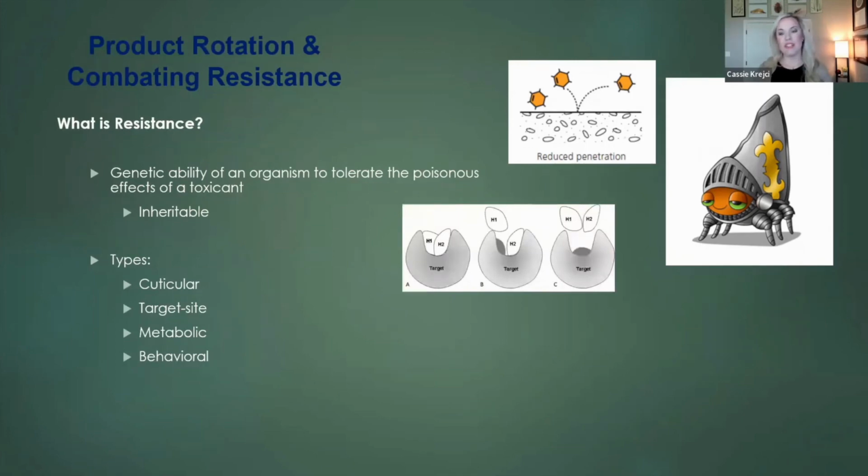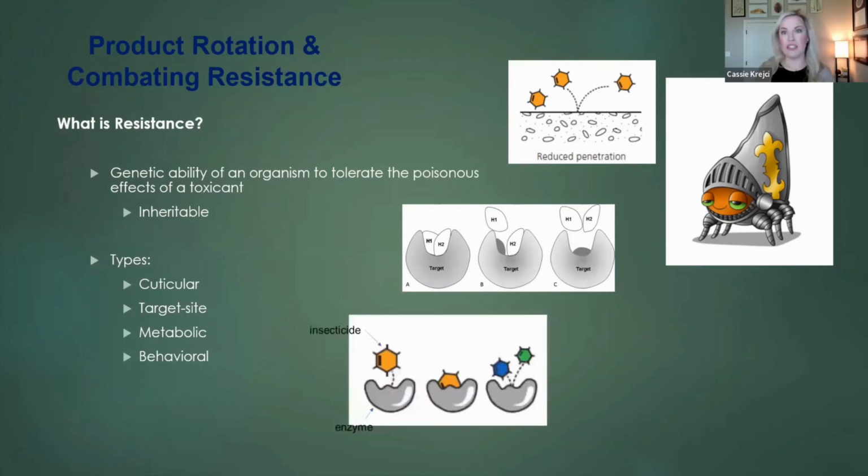You also have target site resistance. And so target sites are basically the goalposts we're looking for whenever we're using insecticides to kill insects. And the insecticide has been developed to fit right into that target site. But because of overexposure to an active ingredient or sublethal doses, an insect is able to modify the target site within their nervous system and resist the toxic effects of that insecticide. So that's just another form of resistance.